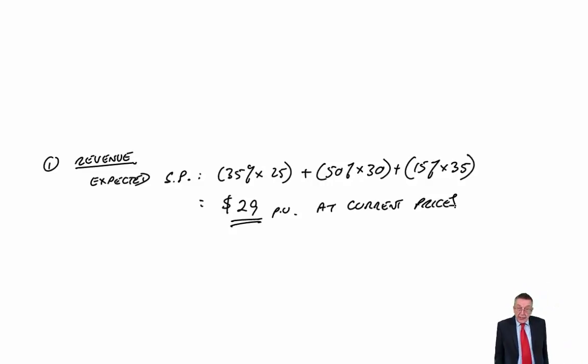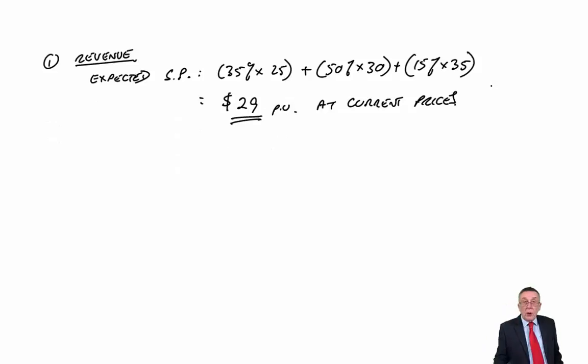And of course there is inflation here. Unless you're told otherwise, when there's inflation involved, we would always work out the actual cash flows we expect, the nominal cash flows, nominal is actual, and we'll discount at the actual cost of capital, the nominal cost of capital.